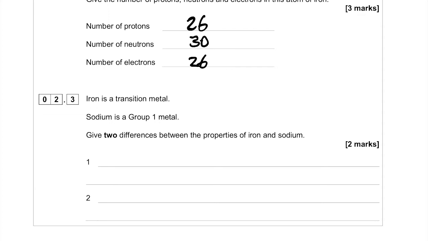So for this one, you can talk about their relative reactivity. So sodium, as we know, reacts with water, and iron also does react with water in the presence of oxygen. That's rusting. But sodium does react a lot more vigorously because it is an alkali metal, which means that you can say that sodium is more reactive. So that's 1 mark.